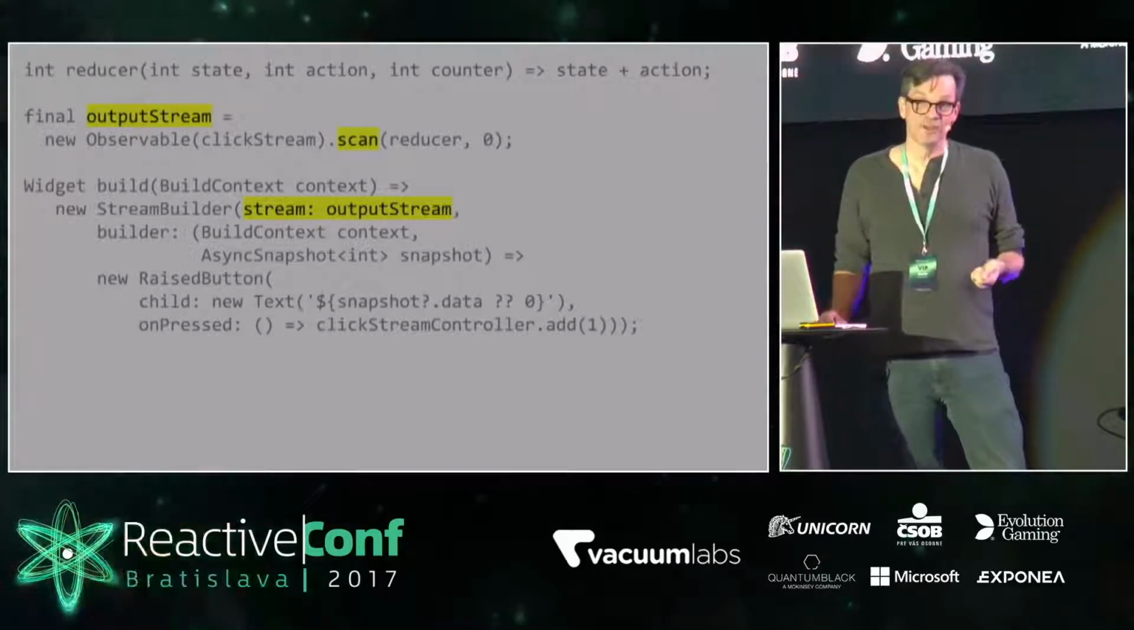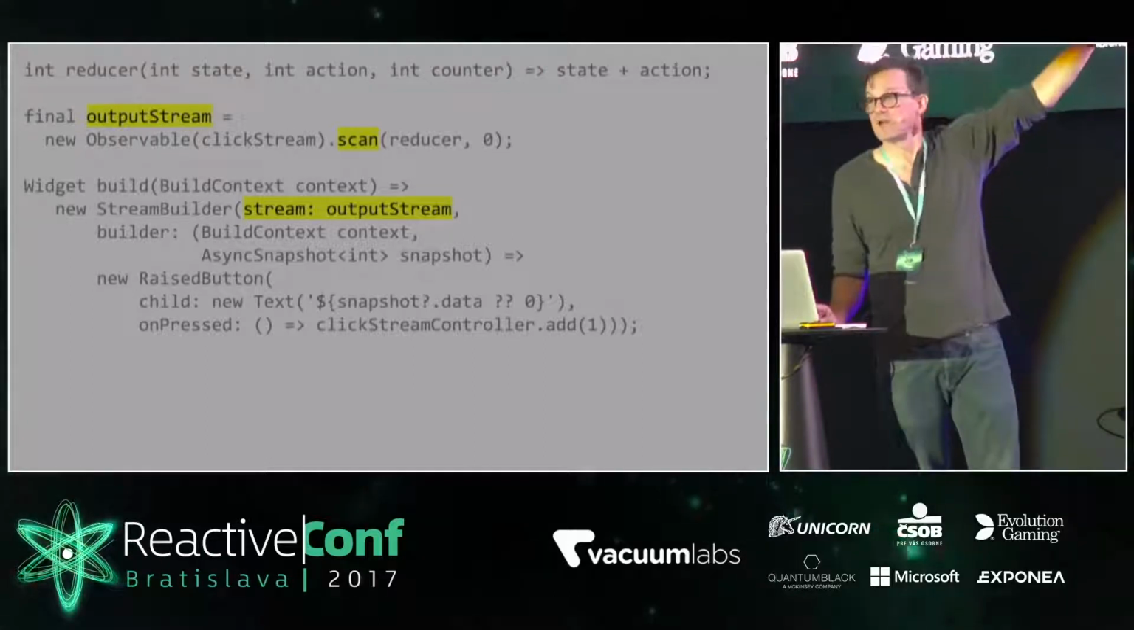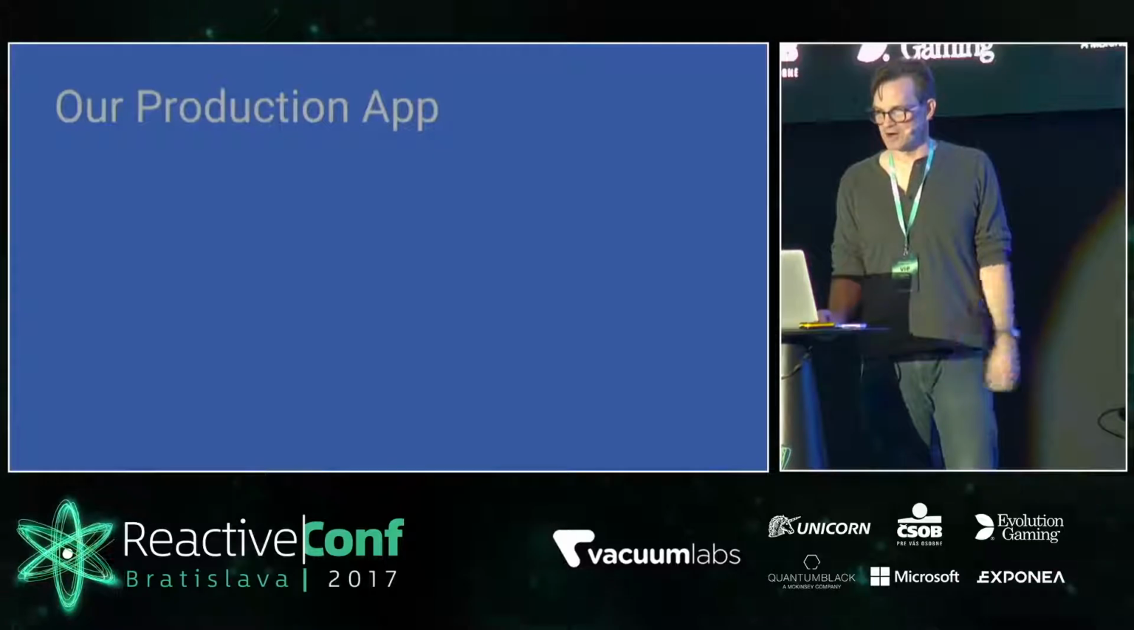If you're using Rx Dart, observables are subclassed from stream, so you can pass one directly to the stream builder widget. And that's what we're doing with a lot of our code.